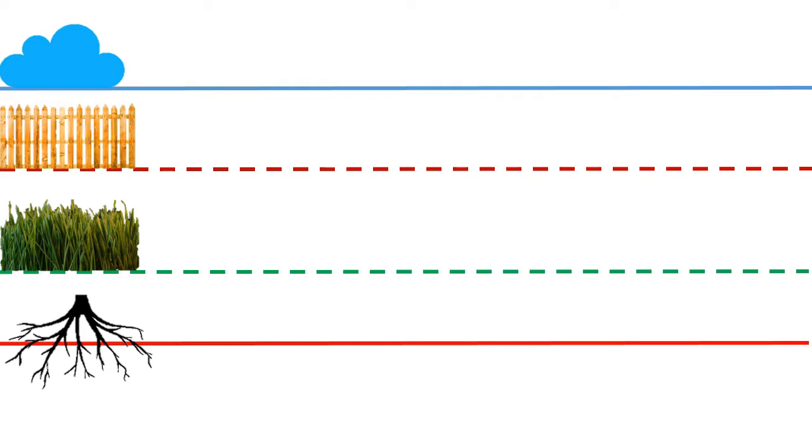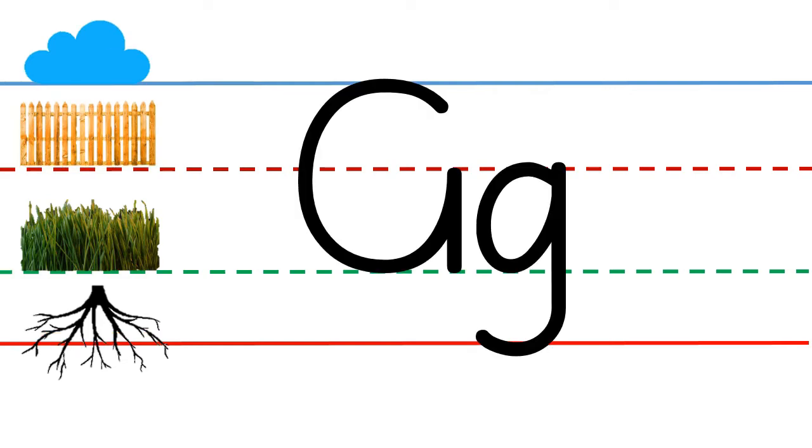In English, we have 4 lines to write on. First line is skyline. Second line is fence line. The third line is grass line. The fourth line is fruit line. Today we are going to learn the formation of letter G.